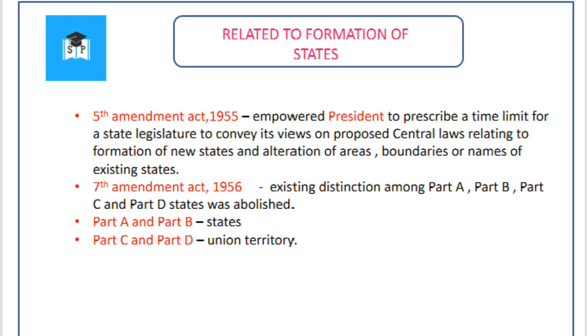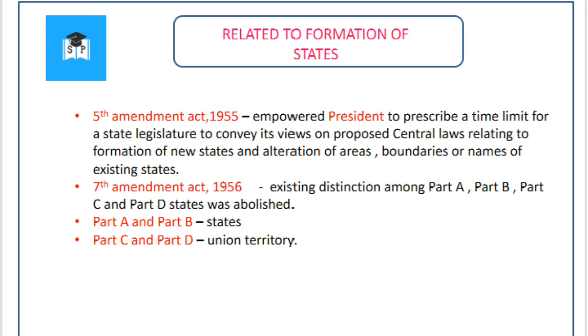Then we are going to deal with the amendments related to the formation of states. The first one is the Fifth Amendment Act of 1955. The Fifth Amendment Act of 1955 empowered the President to prescribe a time limit for a state legislature to convey its views on proposed central laws relating to the formation of new states and alteration of areas, boundaries or names of the existing states. Earlier, there was no time limit for the state to convey their views.